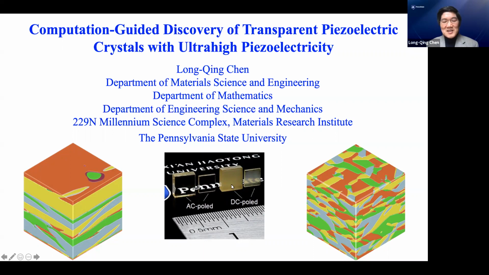When I move my cursor, can you? Yes, I can see it. Yes. So typically a piezoelectric crystal with very high piezoelectricity looks like this. It's opaque.